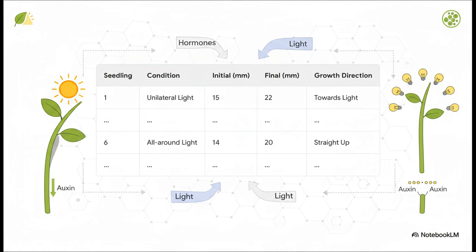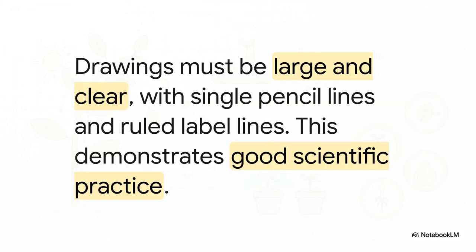And when it comes to your numbers, a nice, tidy table like this is the perfect way to present them. It's so clear, easy to read, and it lets anyone, like an examiner, immediately compare what happened in your experimental group with what happened in your control group. And a quick pro tip on those drawings, because this is where people lose easy marks. Don't sketch. Use a sharp pencil, draw single, clean lines. Make your drawing nice and big, at least half a page, and use a ruler for your label lines. It just screams, I know what I'm doing.